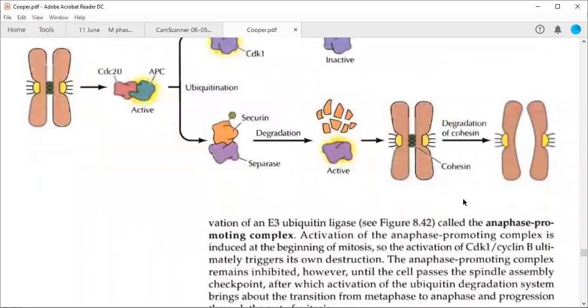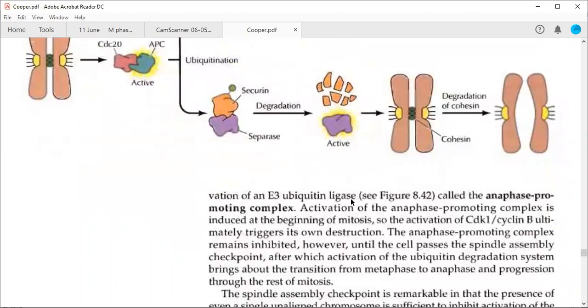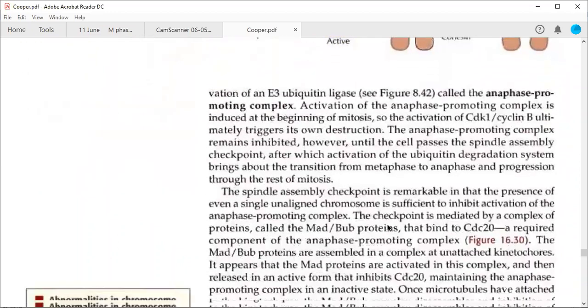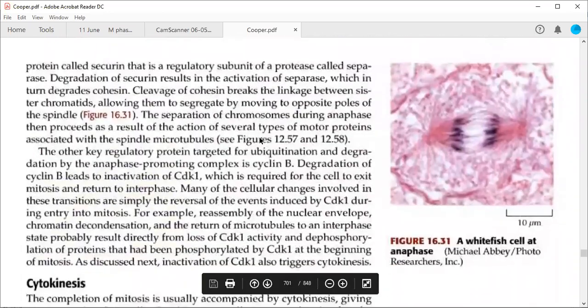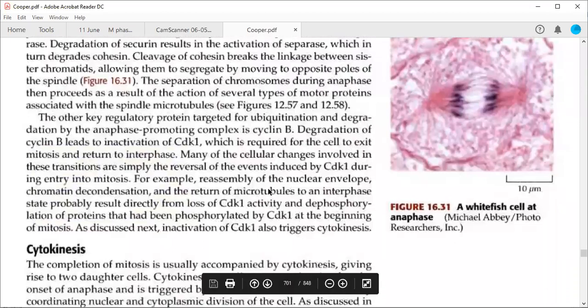Hope this type of regulation is clear. This is called the anaphase promoting complex, okay, so APC. If you're having a doubt from this portion, you may ask. Okay.